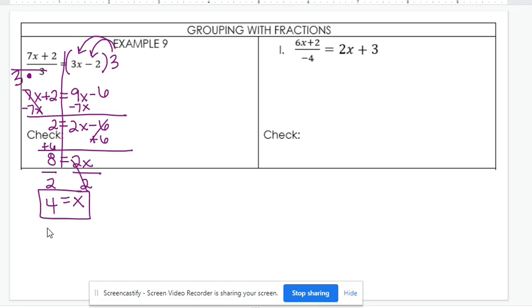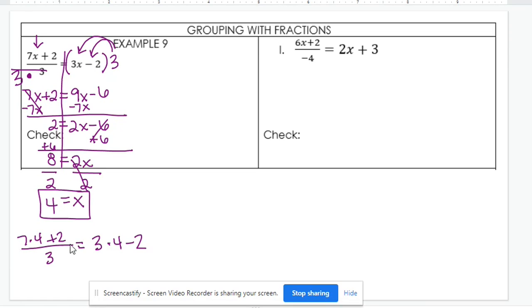When you're plugging this in your calculator, where you see an x, you're going to put 4. So in your calculator, you're going to hit the n over d for the fraction and put 7 times 4 plus 2 divided by 3 and hit the equal sign and see what that gives you. Write it down over here. And then on the right side, you're going to put 3 times 4 minus 2. And then you should get the same thing on both sides to make sure that you got the solution right.